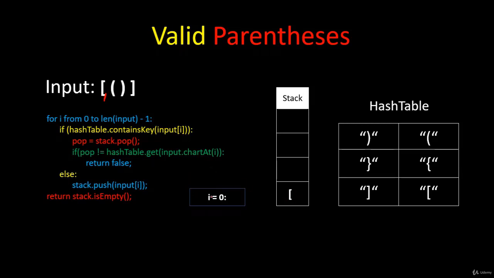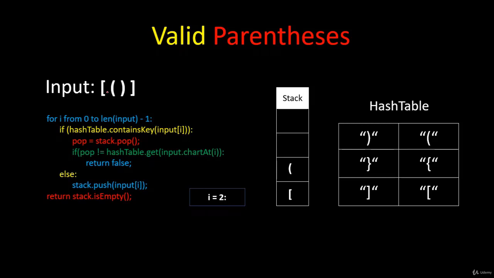For the next iteration, the value of i will be 1. When we have i equals 1, it points to this bracket in this string. hashtable.containsKey(input[i]), and that means this character. Does this opening bracket exist in our hashtable as a key? No, it does not exist. Then it will push it to the stack. For the next iteration, the value of i will be 2.